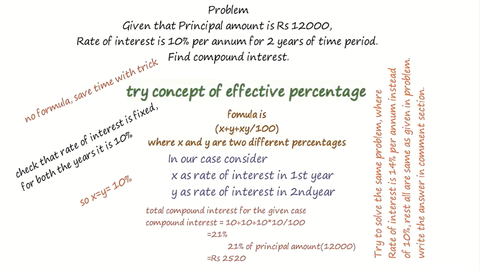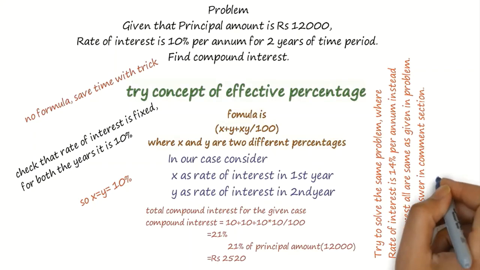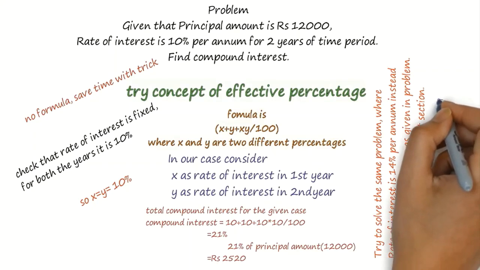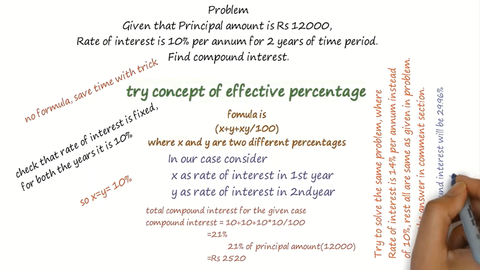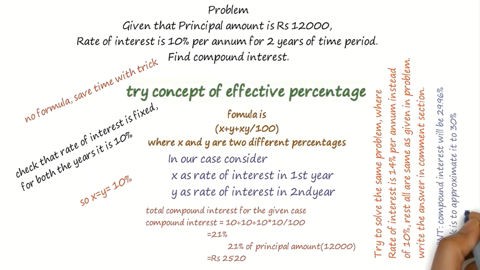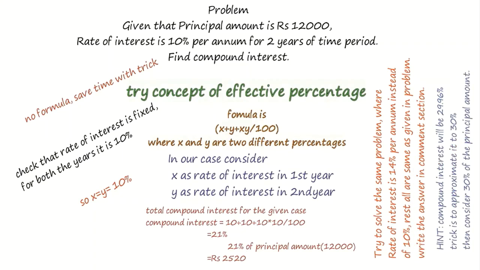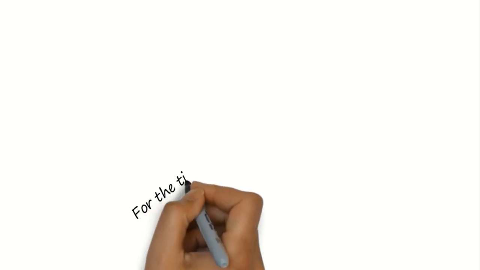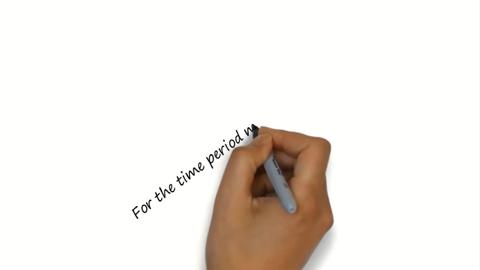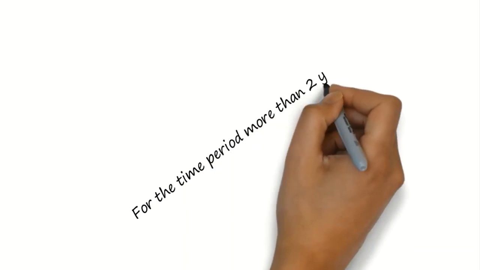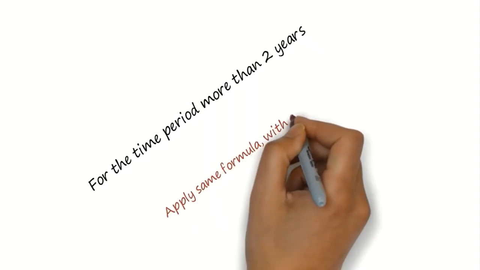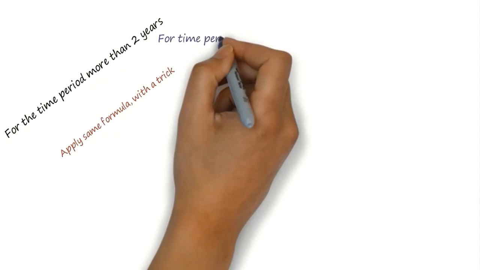Now try to solve the same problem where the rate of interest is 14% instead of 10%. One point to note here is if the compound interest is in fractions, that is 9.99 or 9.3, then we need to consider rounding off. That is, for 9.99, consider 10%. So now, if the time period given is more than 2 years, then how do we use this concept? Very simple. For example, if the time period is 3 years, then use the same formula twice.